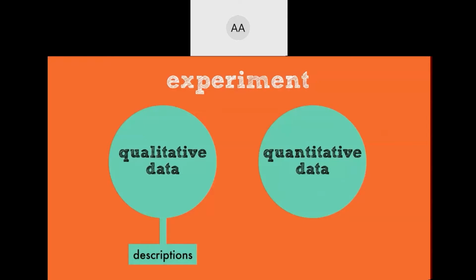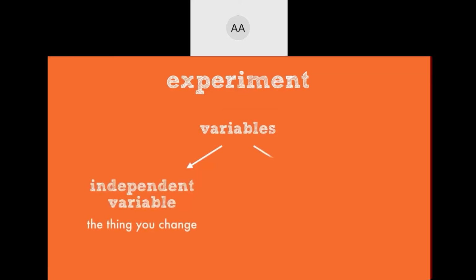Quantitative data relies on numbers like 25 centimeters or 2.3 grams. Once you know what types of data you're going to collect, you can define the variables in your experiment. There is the independent variable, which is the thing you change to see how it affects your dependent variable, which is the thing you measure.